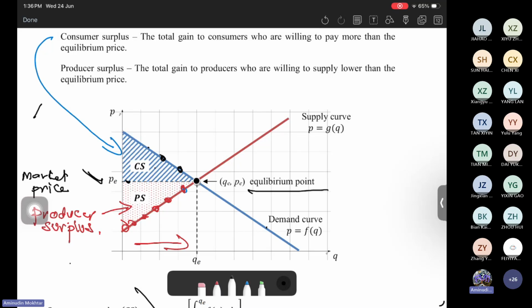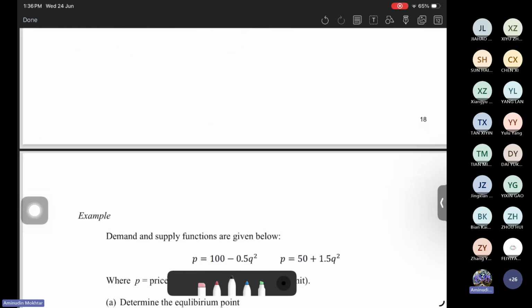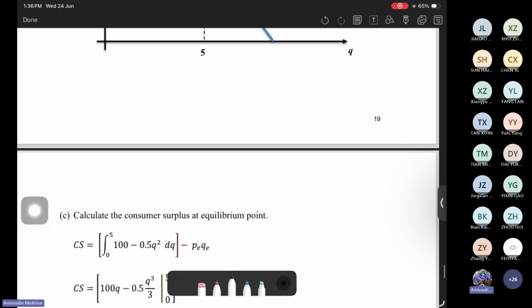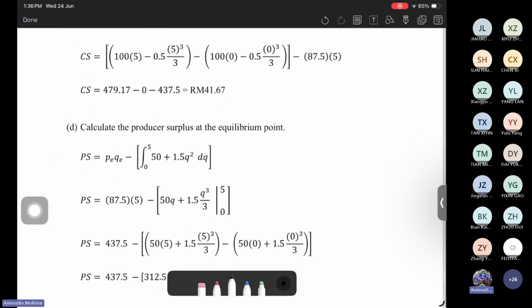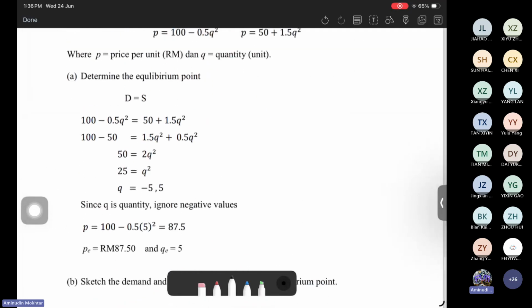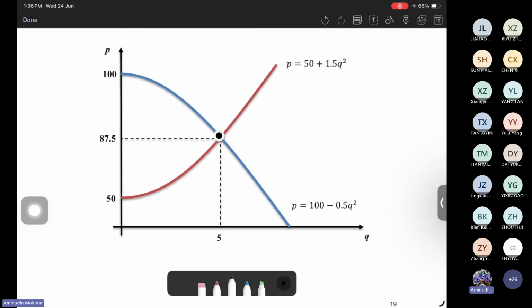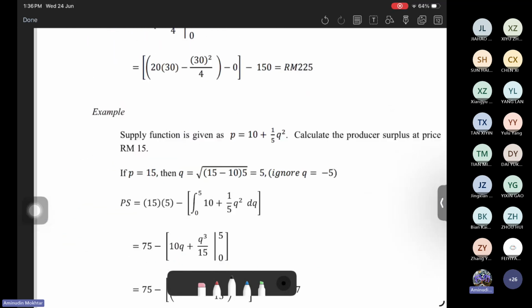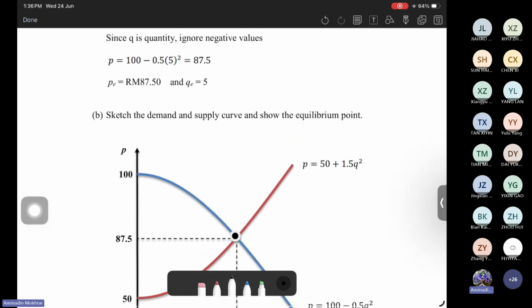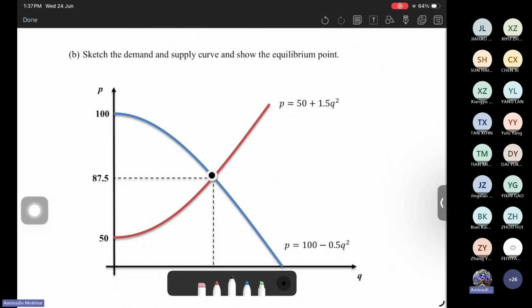The benefit for the consumer is represented by the consumer surplus. The benefit for the producer is represented by the producer surplus. But now, how to calculate the producer and consumer surplus? Okay, as you see, if you refer to pages 19, 20, and 21, there are a few examples. Okay, I will choose one example. For example, okay, I will explain this.